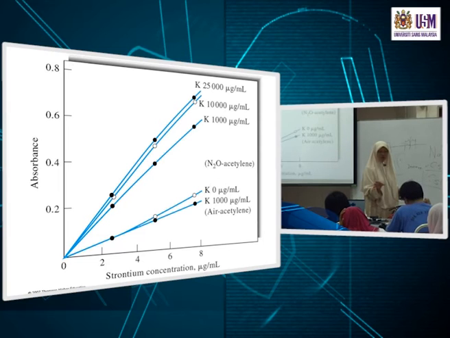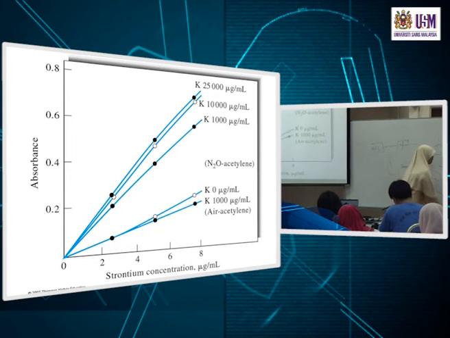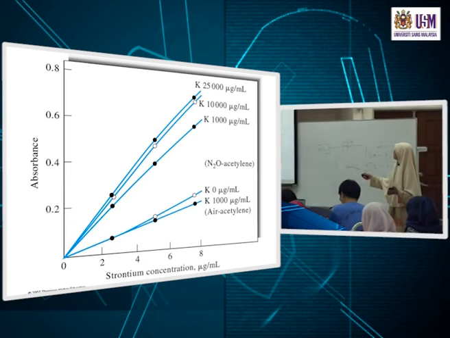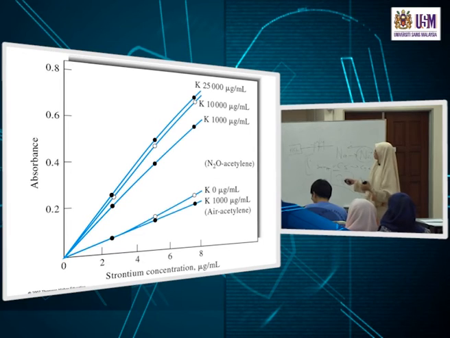Burner slot, how long? 5. Air acetylene, 10. So now you know, this plot up here is at a higher temperature compared to this one.